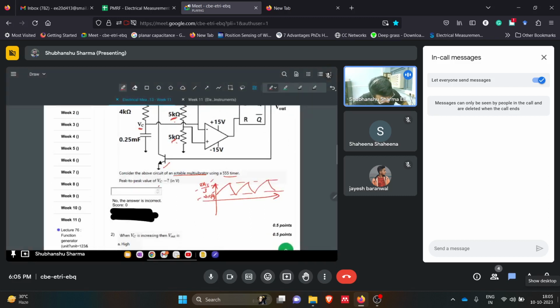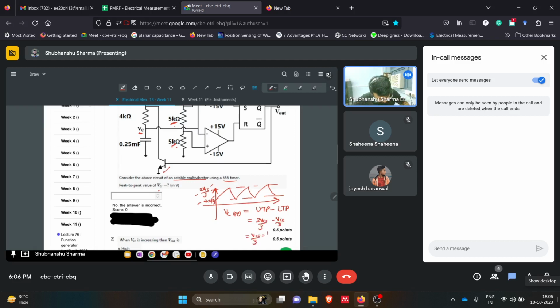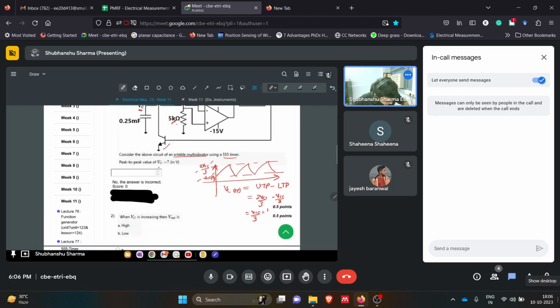So we can get VC peak to peak. Peak to peak is the upper threshold limit minus the lower threshold limit. So we have 2 VCC by 3 minus VCC by 3, which is VCC by 3. VCC is 15 here, so 15 by 3 equals 5 volts.